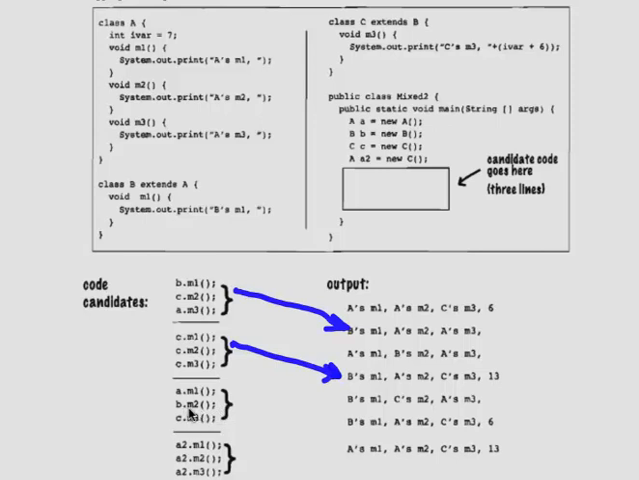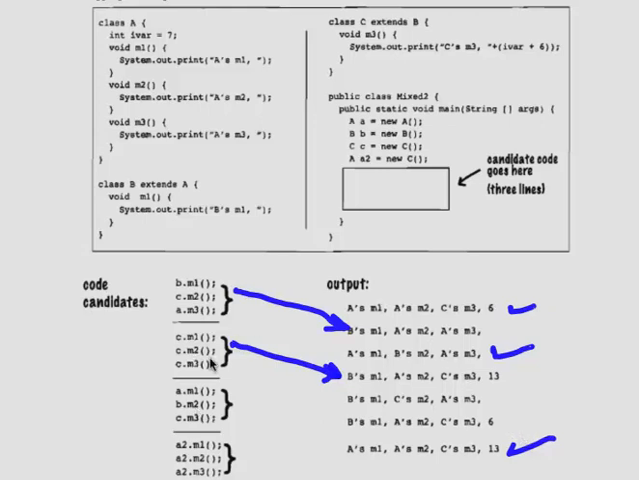Third one, A, M1, B, M2, C, M3. A, M1, of course, has A's M1, has the first one. This one. A's M1, and of course, this one. Right? Now, look at the second one.